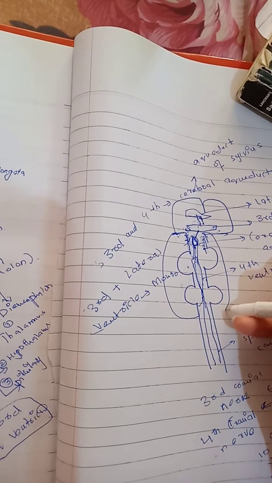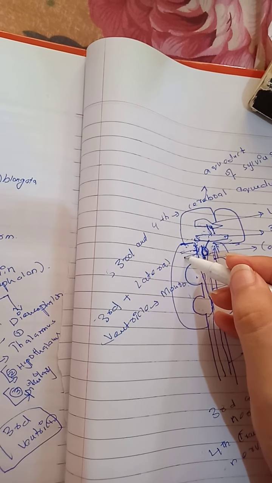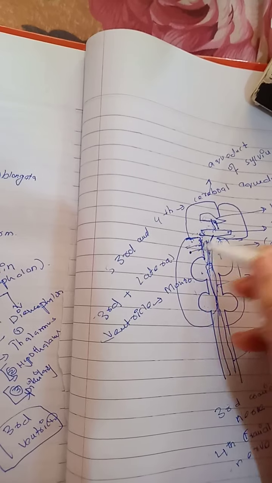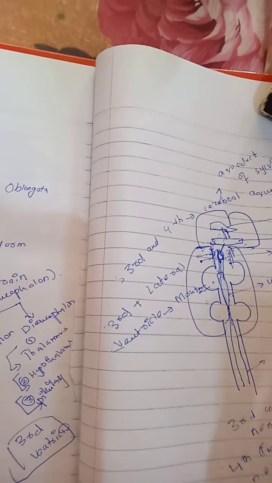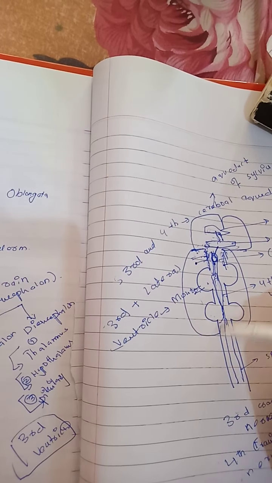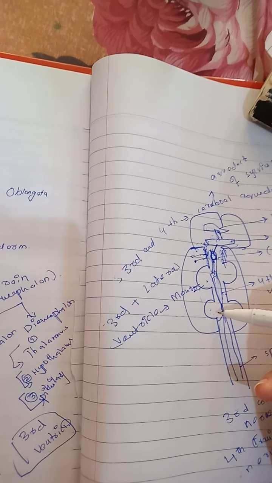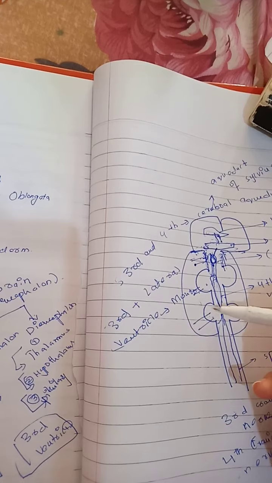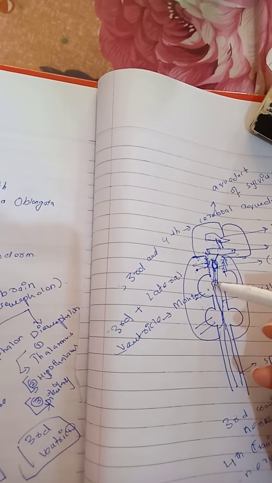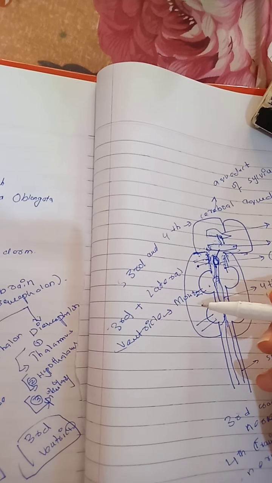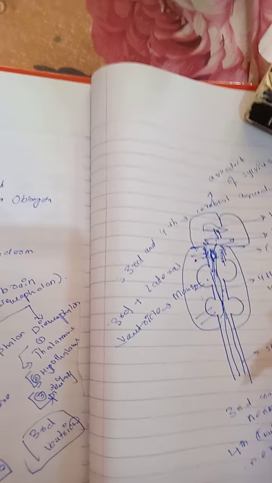The midbrain will be connected to the cerebellum through the superior cerebellar peduncles. The pons will be connected to the cerebellum with the middle cerebellar peduncles, and the medulla oblongata will be connected to the cerebellum with the inferior cerebellar peduncles.